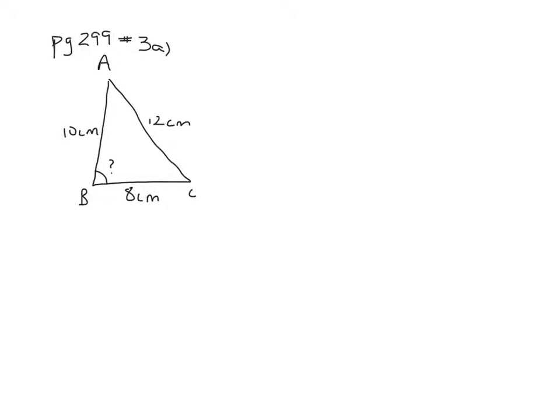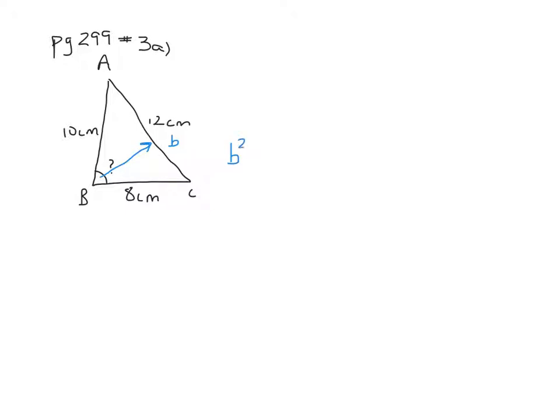This question is asking us to find angle B. And if we are trying to find angle B, we need to recognize the side across from angle B is little b. Now when we have three sides of a triangle, we're going to need to use the cosine law.